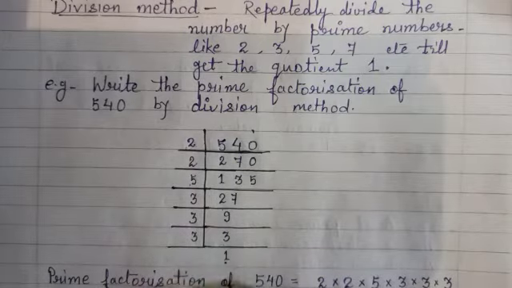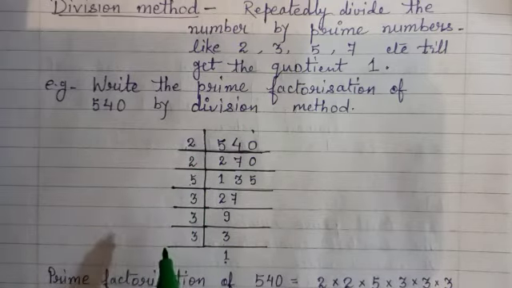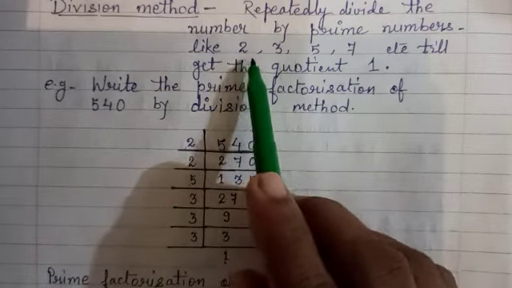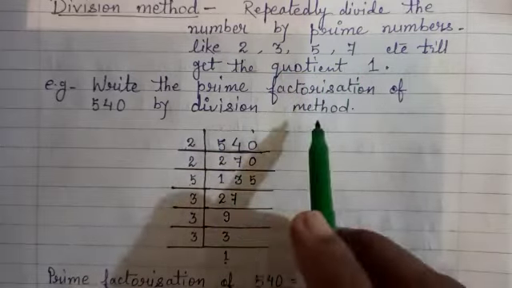So, we have to repeat this process of division till we get the quotient 1. And the second important factor: only and only prime numbers will be used to divide the number. So you have to use the prime numbers like 2, 3, 5, 7. I think it is clear to you.